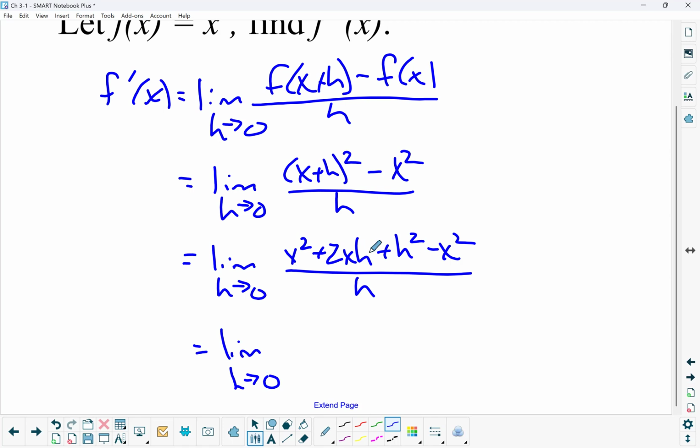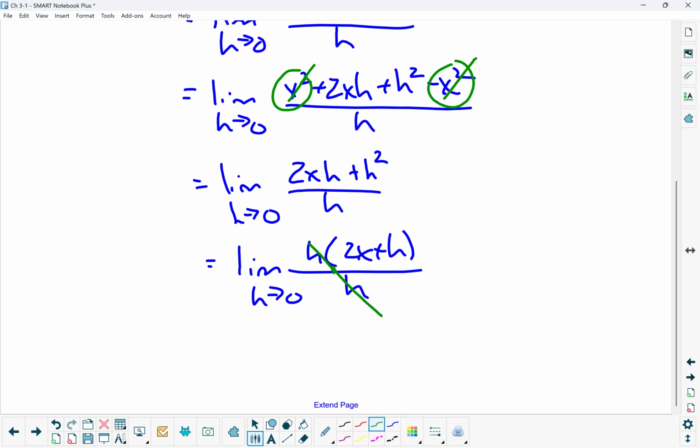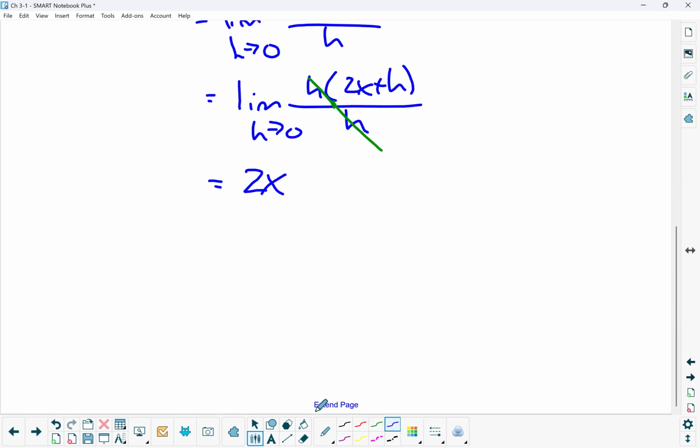And if we combine our like terms, x squared minus x squared, they cancel out. Leaves us with 2xh plus h squared all over h. Factor out an h. 2x plus h over h. The h's cancel out. As h approaches 0, that goes to 2x. So the derivative of x squared is 2x.